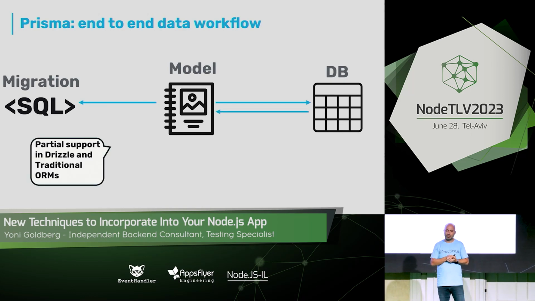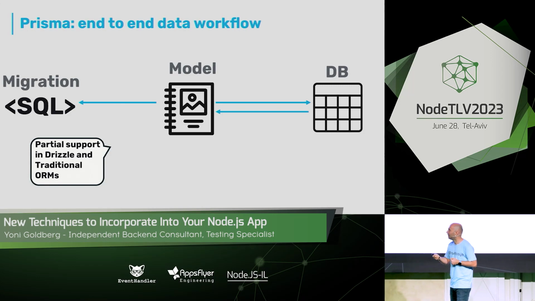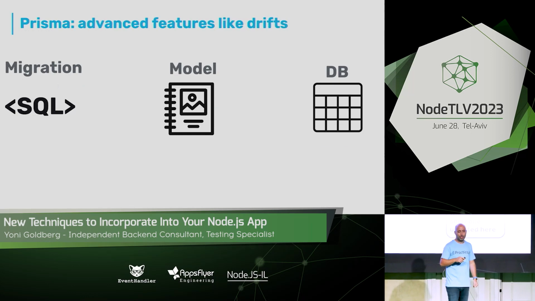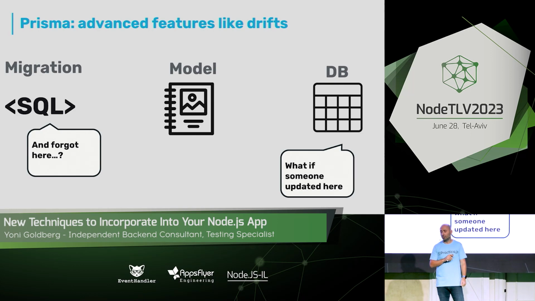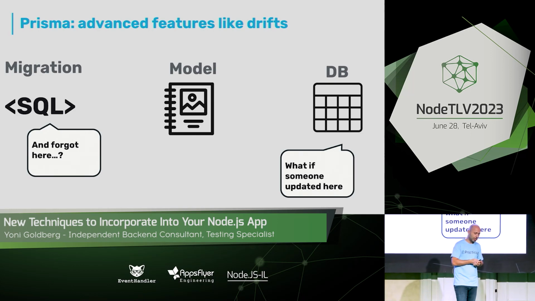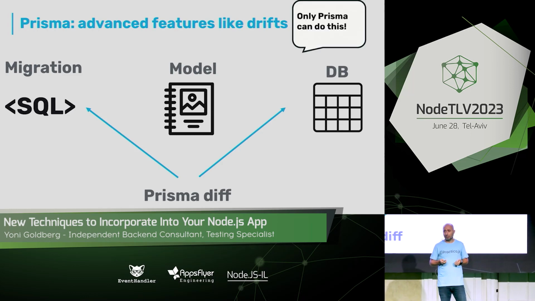Now, other ORMs, Drizzle and others, they support some of these features, but not to the same level of specificity like Prisma. It really goes the distance. I'll give you one example of an advanced feature. Say that you change your database locally, but forgot to update the migration. Well, then it works only on your machine. Prisma's diff command can realize this right away and make you fail fast. And this is only one example of how comprehensive Prisma is in this field.